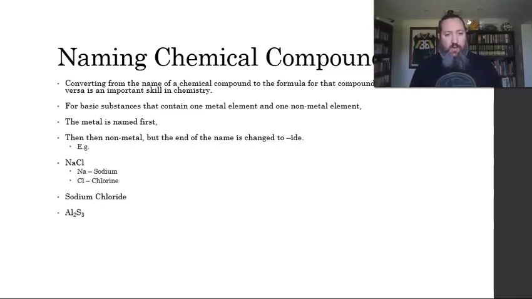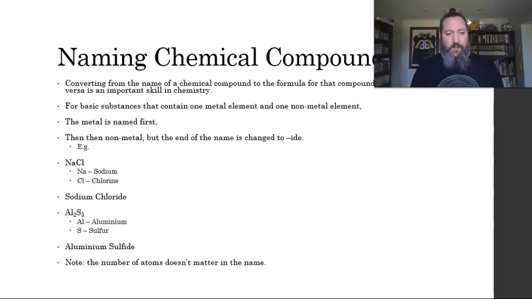Here's another example. You can quickly pause and have a go at naming it yourself. This is aluminium and sulfur. So the aluminium gets named first, and for the sulfur, we change the end of it to ide, and it becomes aluminium sulfide. For each of these, we don't need to worry about how many atoms there are. We don't need to say anything about the numbers of atoms when there's a metal and a non-metal. We just name the two types.